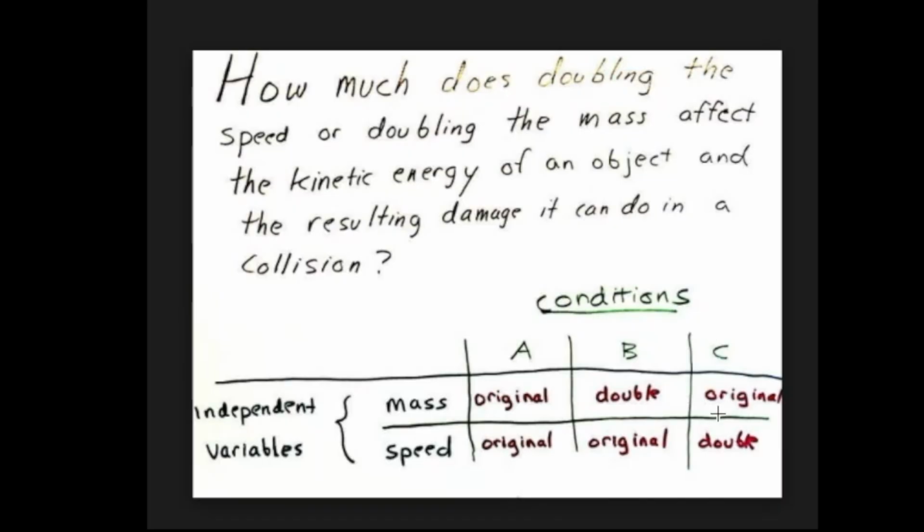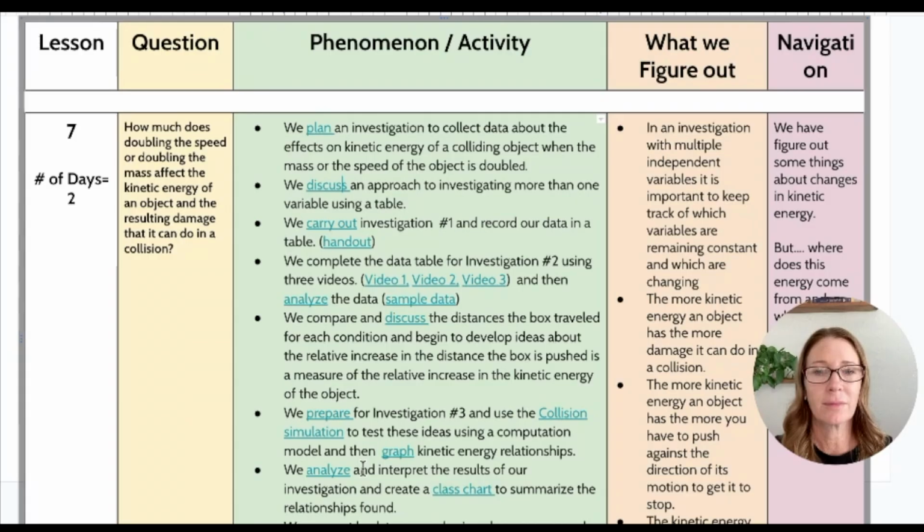Condition C, you will see we have the original mass. So you're going to take those extra washers and paper clips off, but you're going to double the speed. Now, the way the procedures are written, you're going to pull it back, I think it's 10 newtons. So just read the procedures. I would test this before you do it to make sure your system doubles the speed by being pulled back an extra so many newtons.